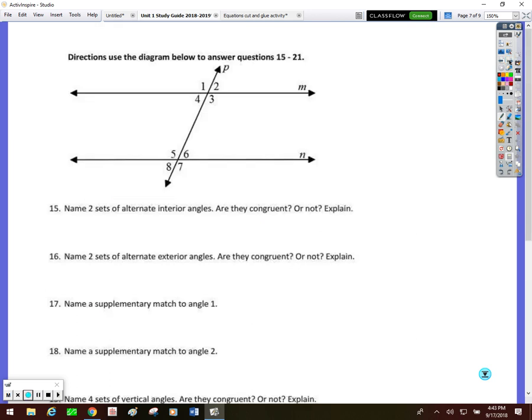Okay, all right. Whew, real quick, alternate interior angles. Remember what we're looking for here. These are inside matches.